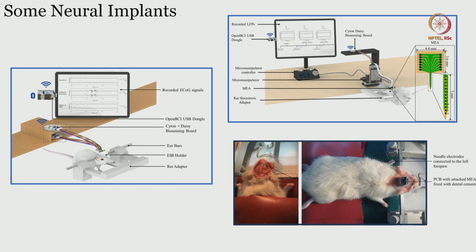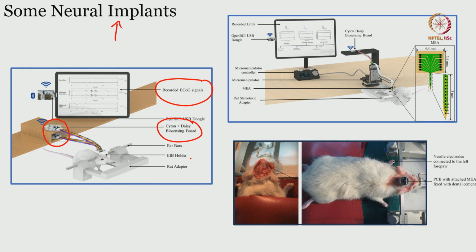So, we will look into the following experiments, or the technologies that we have developed, and understand how we can fabricate neural implants, implants that can be used to acquire signals from the brain. Whose brain? The rat's brain. For that, these are the recorded ECoG signals. This is an OpenBCI tool. This is a Cyton Daisy biosensing board. Then we have ear bars, an EIB holder, and a rat adapter.